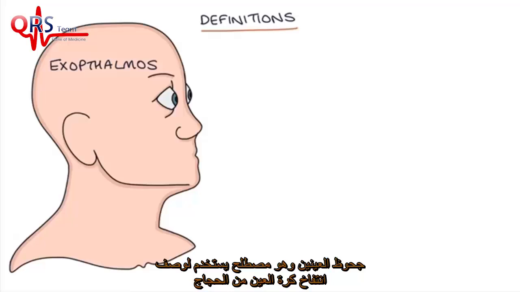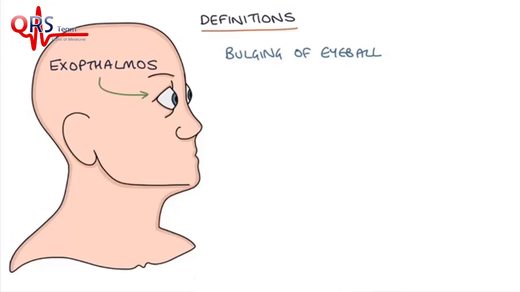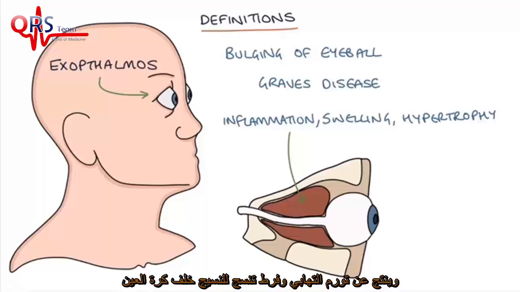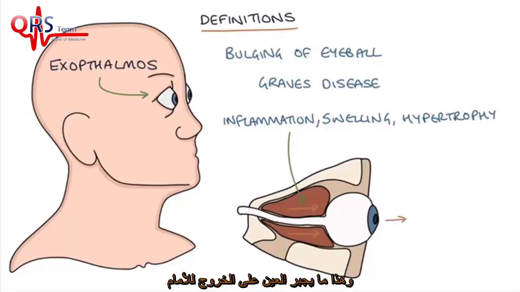Exophthalmos is a term that's used to describe the bulging of the eyeball from the eye socket, and this is caused by Graves' disease and is due to inflammation, swelling, and hypertrophy of the tissue behind the eyeball that's forcing the eyeball forward.